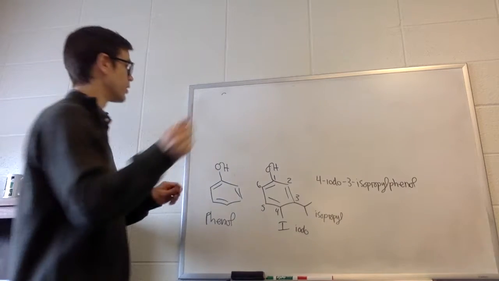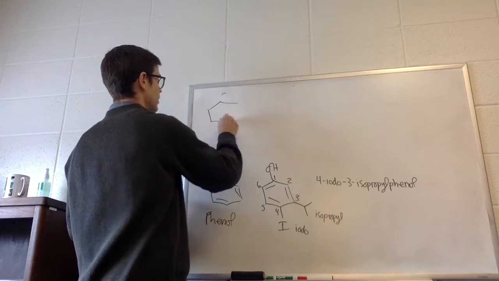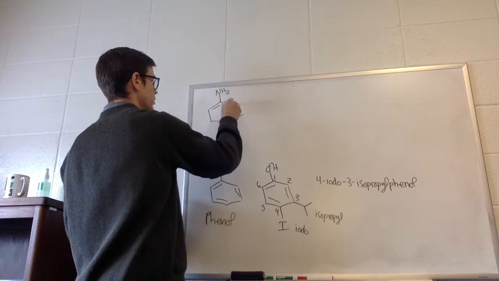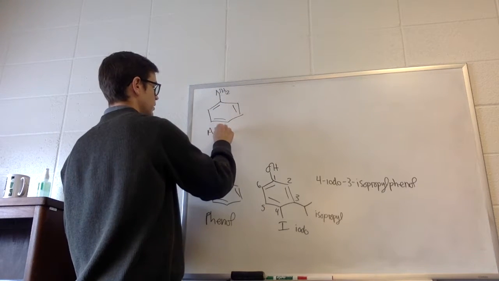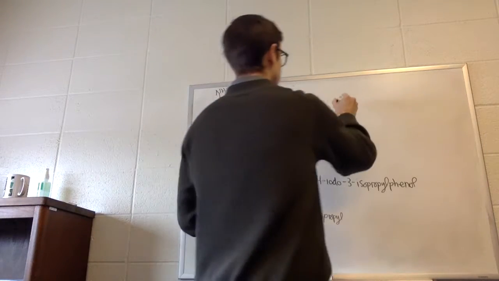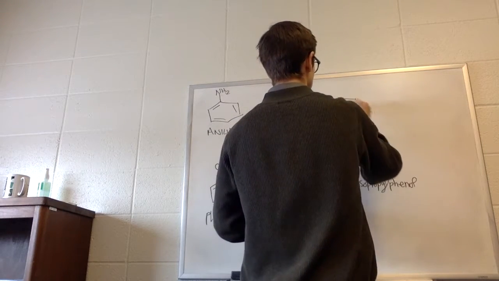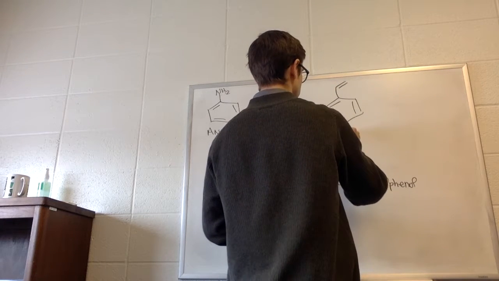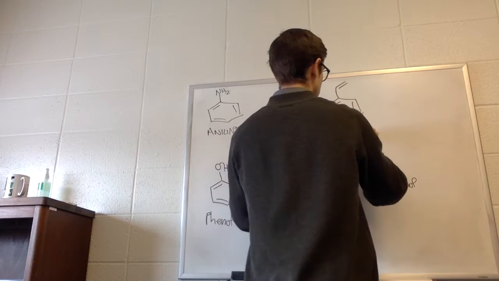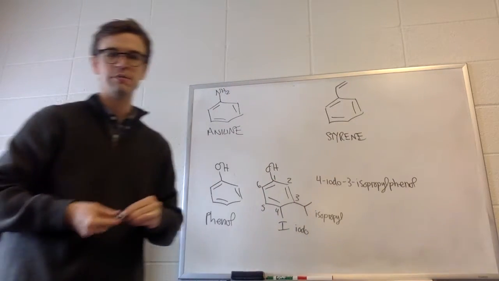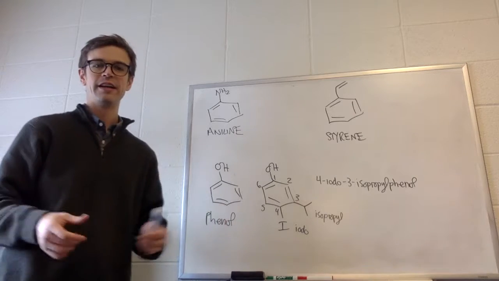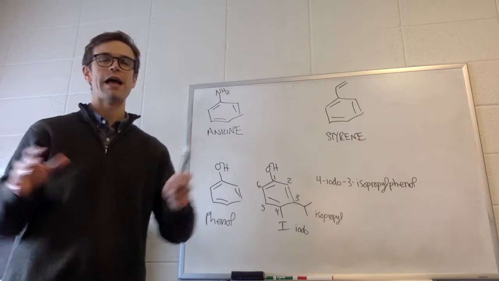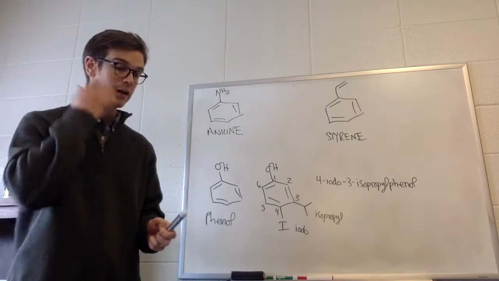What else do we have? We also have anilines, which have the amine group. So this is an aniline. And another one we have is styrene. I mentioned styrene in chapter 15 because polystyrene is a polymer of styrene. So lots of our plastic materials are made from styrene.